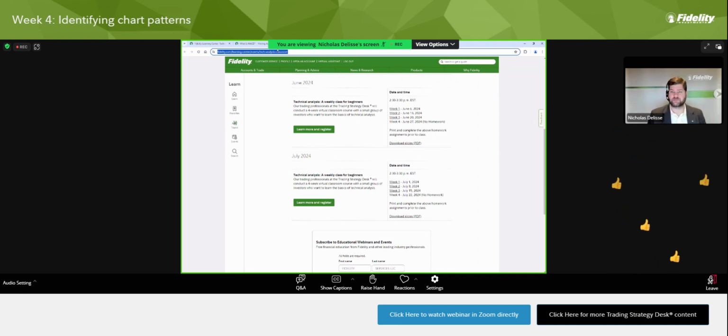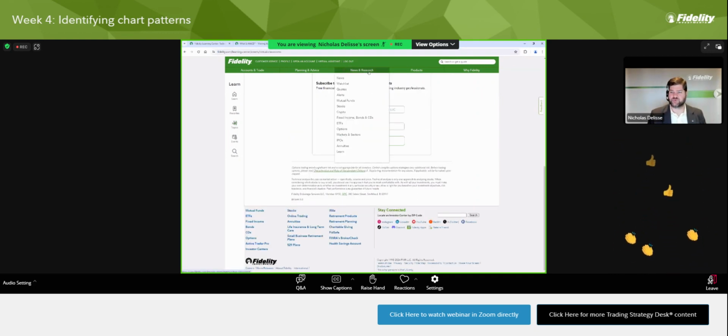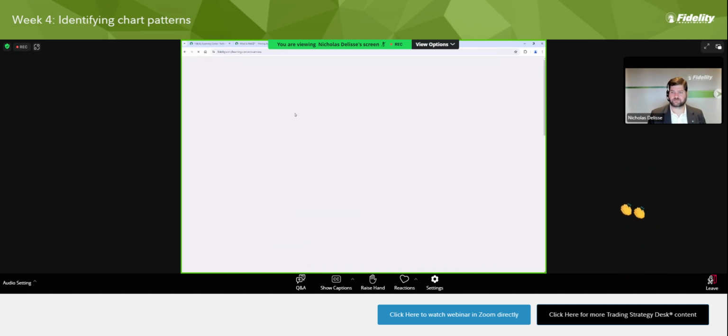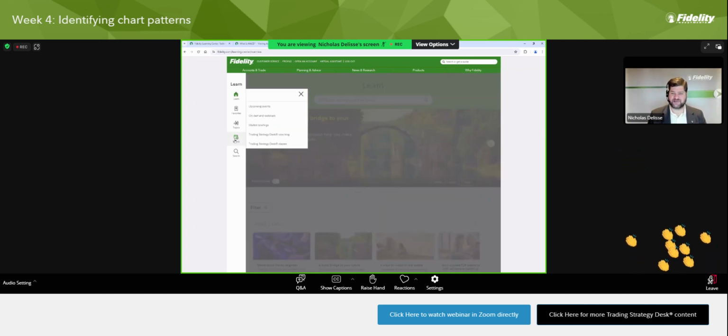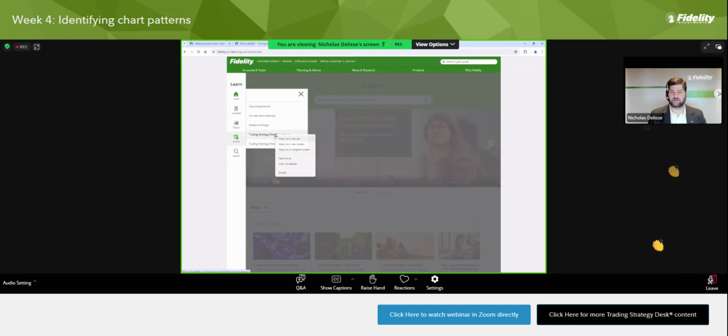So, with this, you come to news and research and then learning center. From here, there are a couple different places you can go. If you go to events, and then of course, we have coaching and classes. I'm going to open up both of these in new tabs.